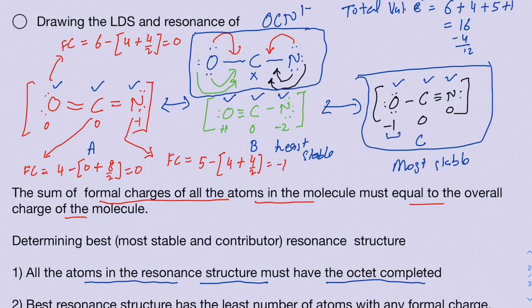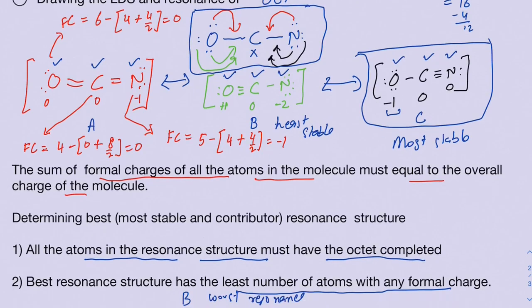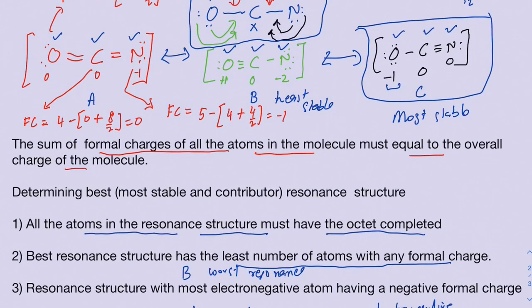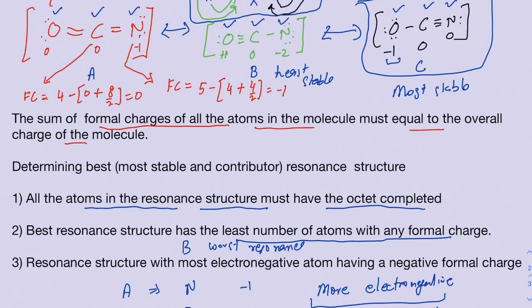Okay, so this is how you determine the most stable and the least stable resonance structures among various resonance structures. So I'll have some more examples posted in a separate video. Hopefully it was helpful.